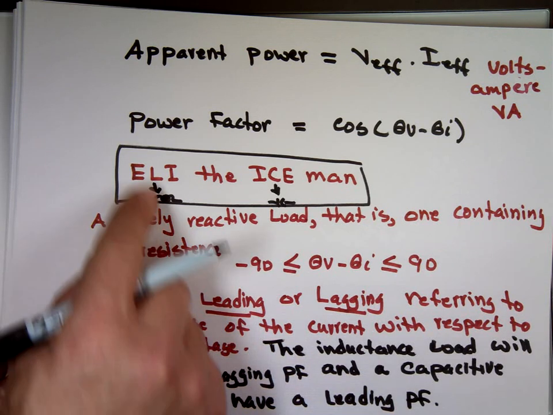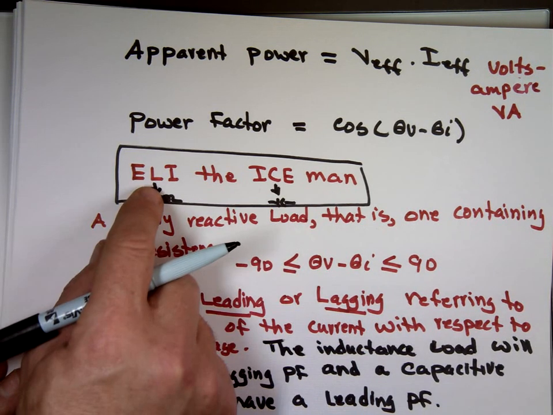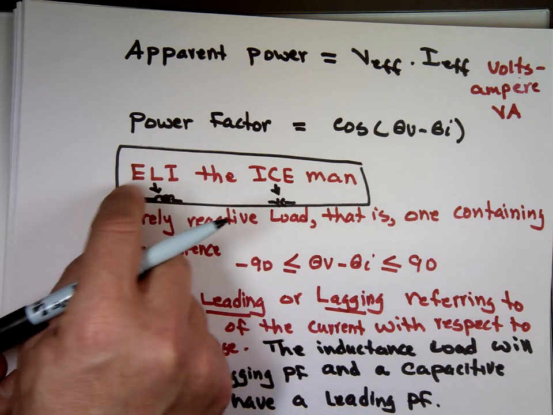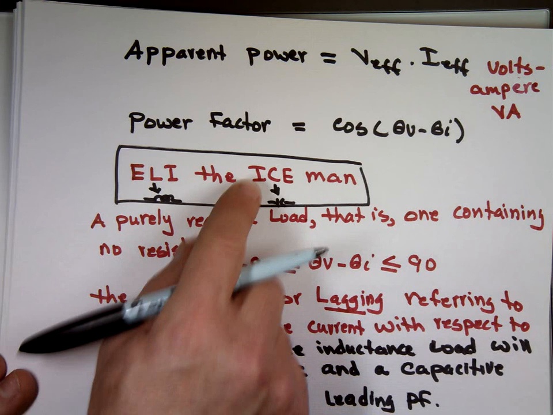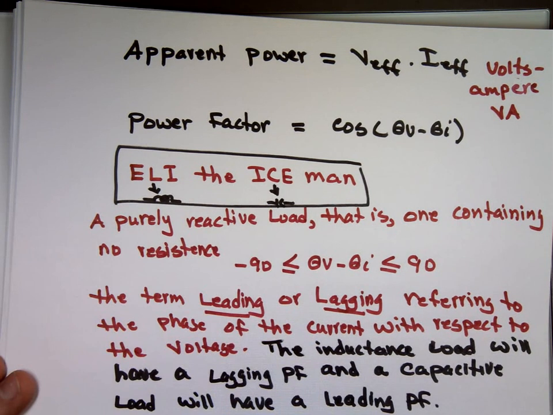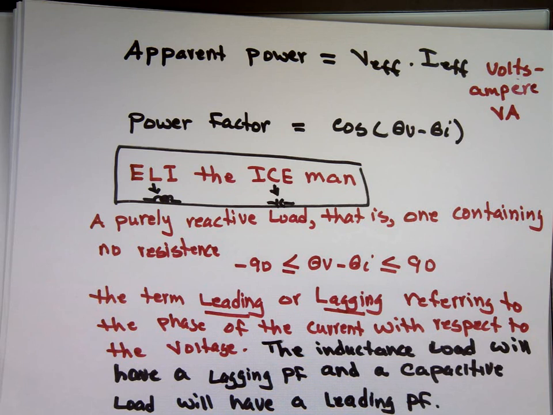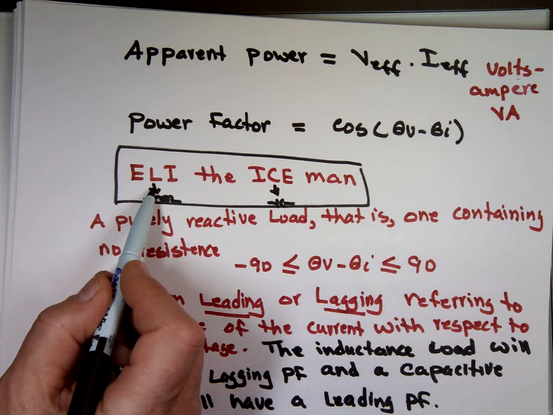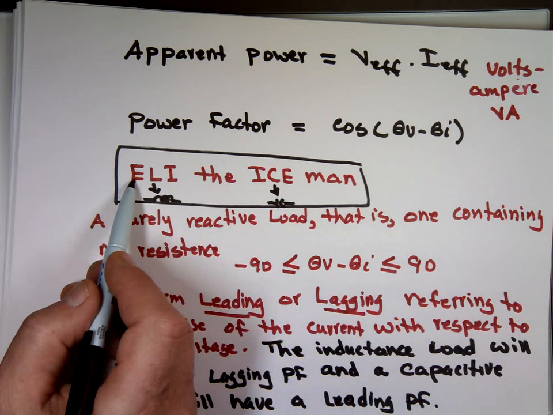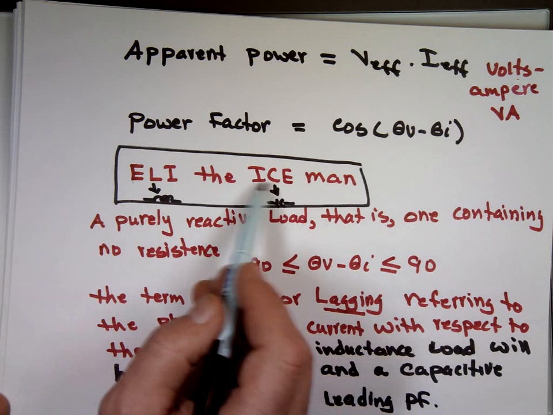So ELI the ICE man tells you in the inductor, the current lags the voltage. In the capacitor or capacitive load, the current leads the voltage. All electrical engineers go by that, ELI the ICE man. You'll hear that again and again. That tells you who's leading, who's lagging. In the inductor, L is the inductor, the current lags, lagging power factor. In the capacitor, the current leads.